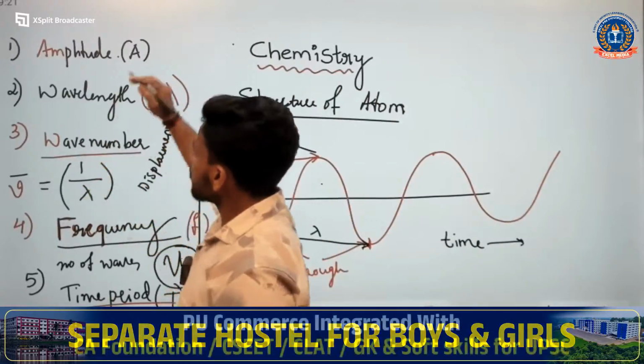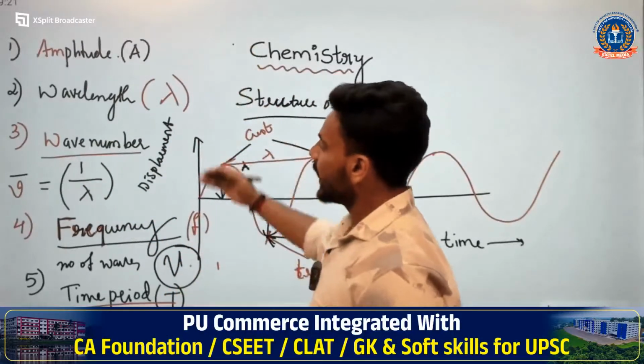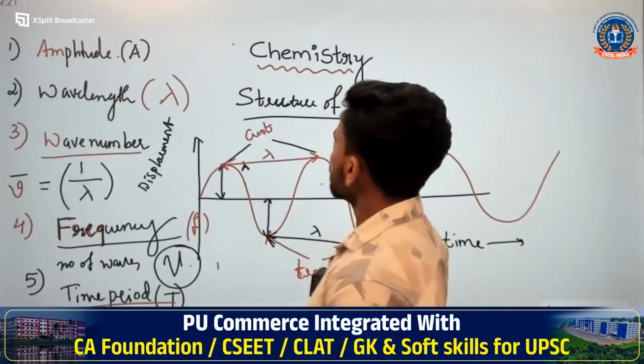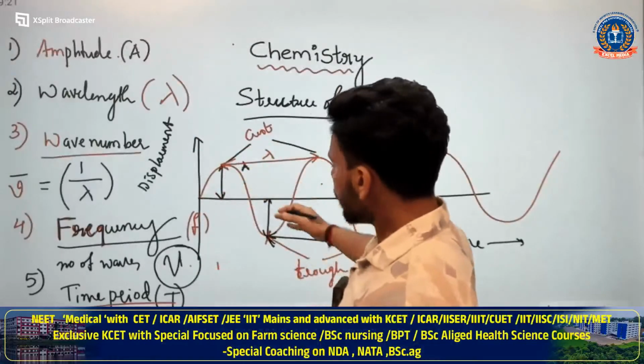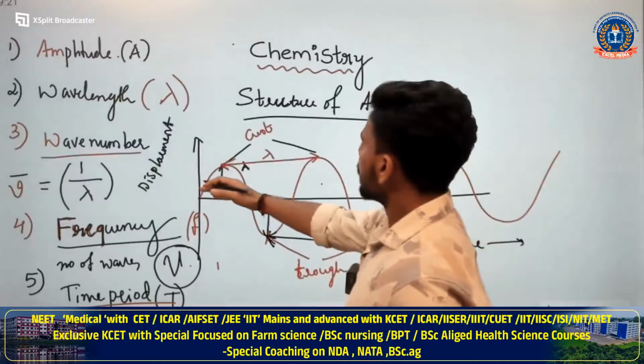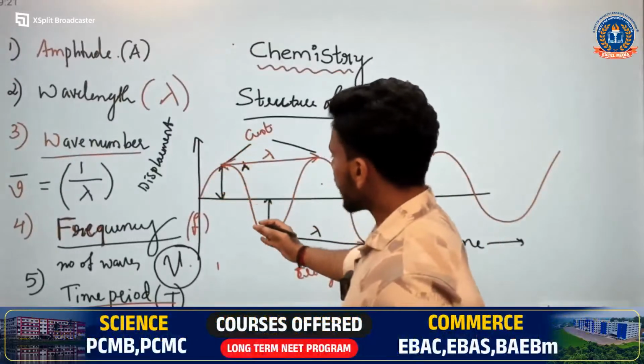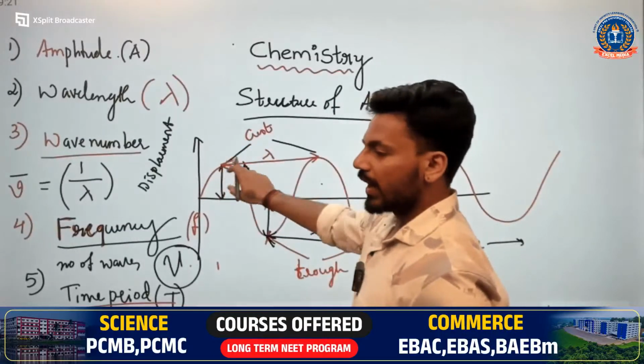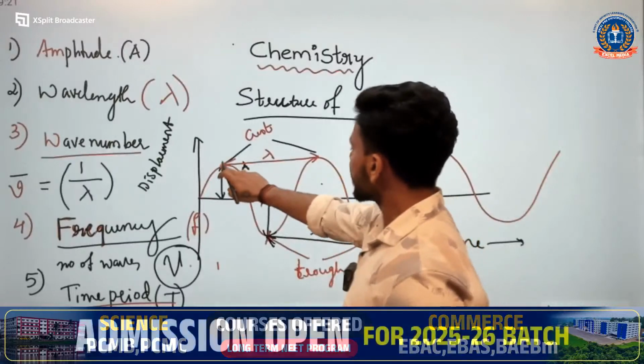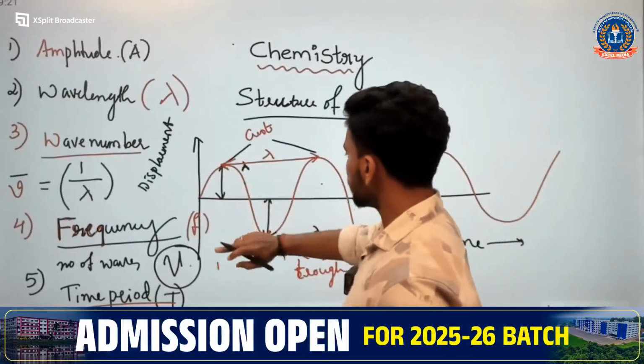Okay, so let us recall all these topics again. So we have taken a wave. The wave is moving, and it is having a crest. What is a crest? And a trough, you know. So this is the maximum distance covered from the mean position, the crest.